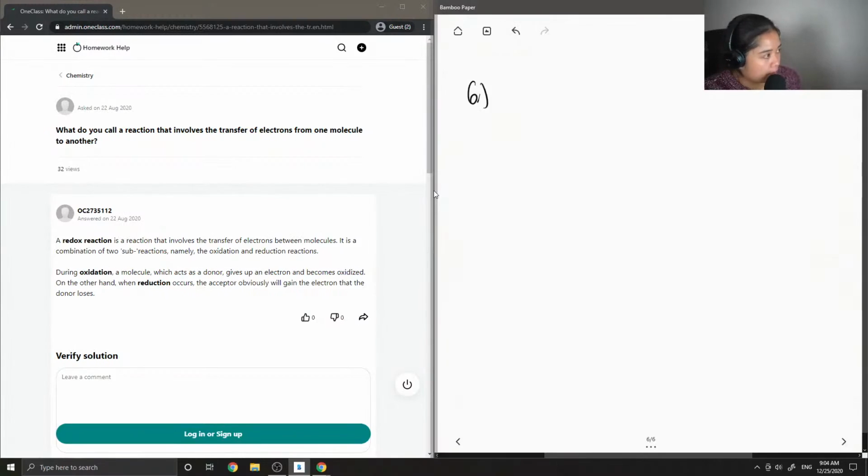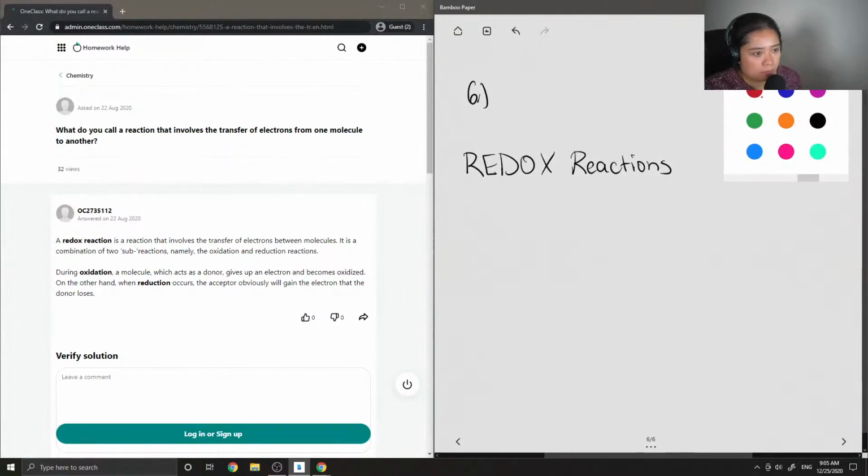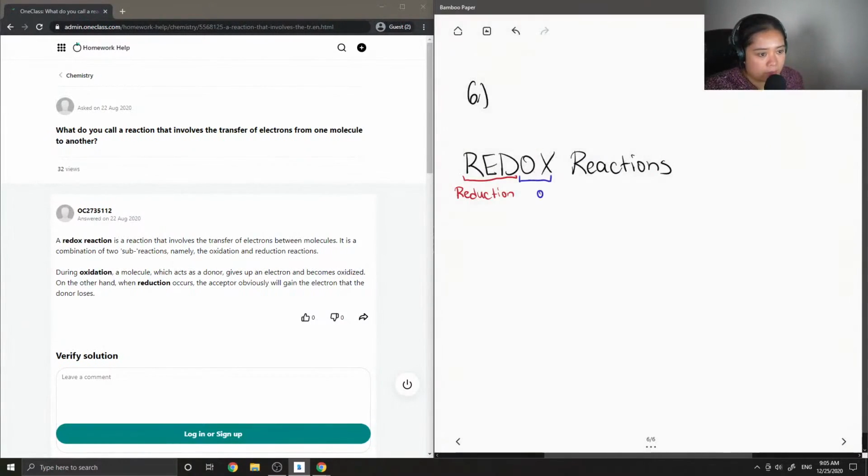Question 6. What do you call a reaction that involves the transfer of electrons from one molecule to another? So these are called redox reactions. So this involves half reactions. So the reduction half reaction and the oxidation half reaction.